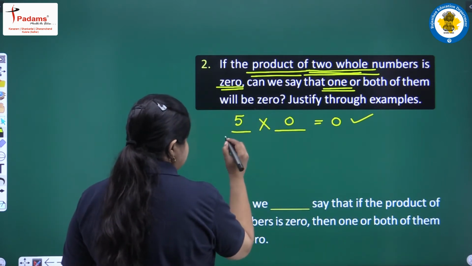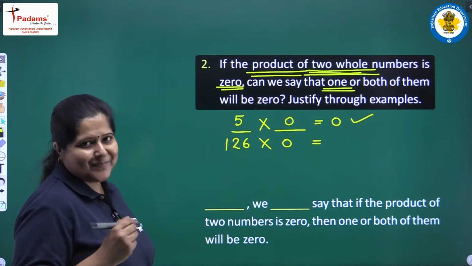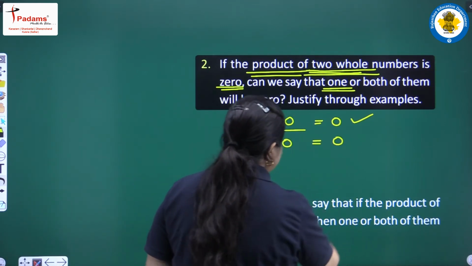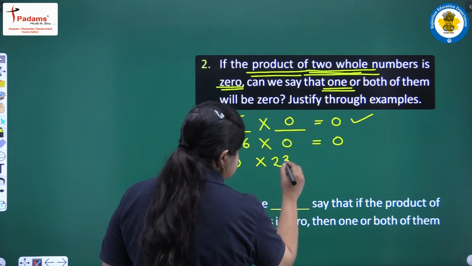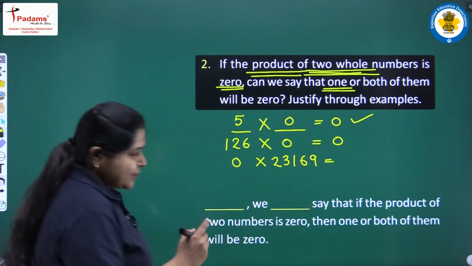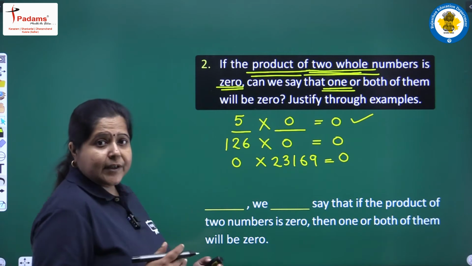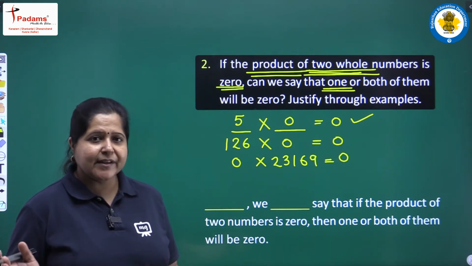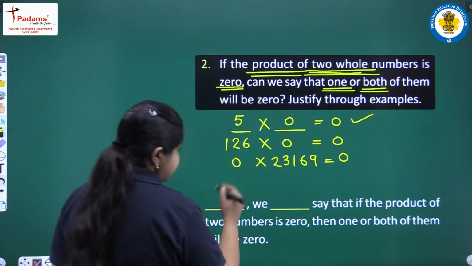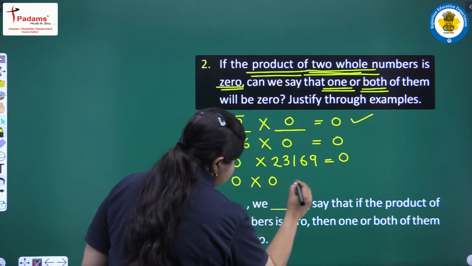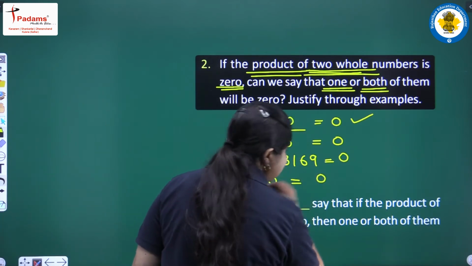Also if I replace this and write 126 into 0, again do I get a 0? Yes, again it will be a 0. If I interchange the order and take up 0 first and then I multiply it by a number like this, so again will I get a 0? Yes, definitely it will again be a 0. If a number is large also, again if it is multiplied by 0 we get 0. And here if we take both the numbers to be 0, let us check it also. If we take both the numbers to be 0, again are we getting 0 back? Yes, 0 multiplied by 0 is again 0.